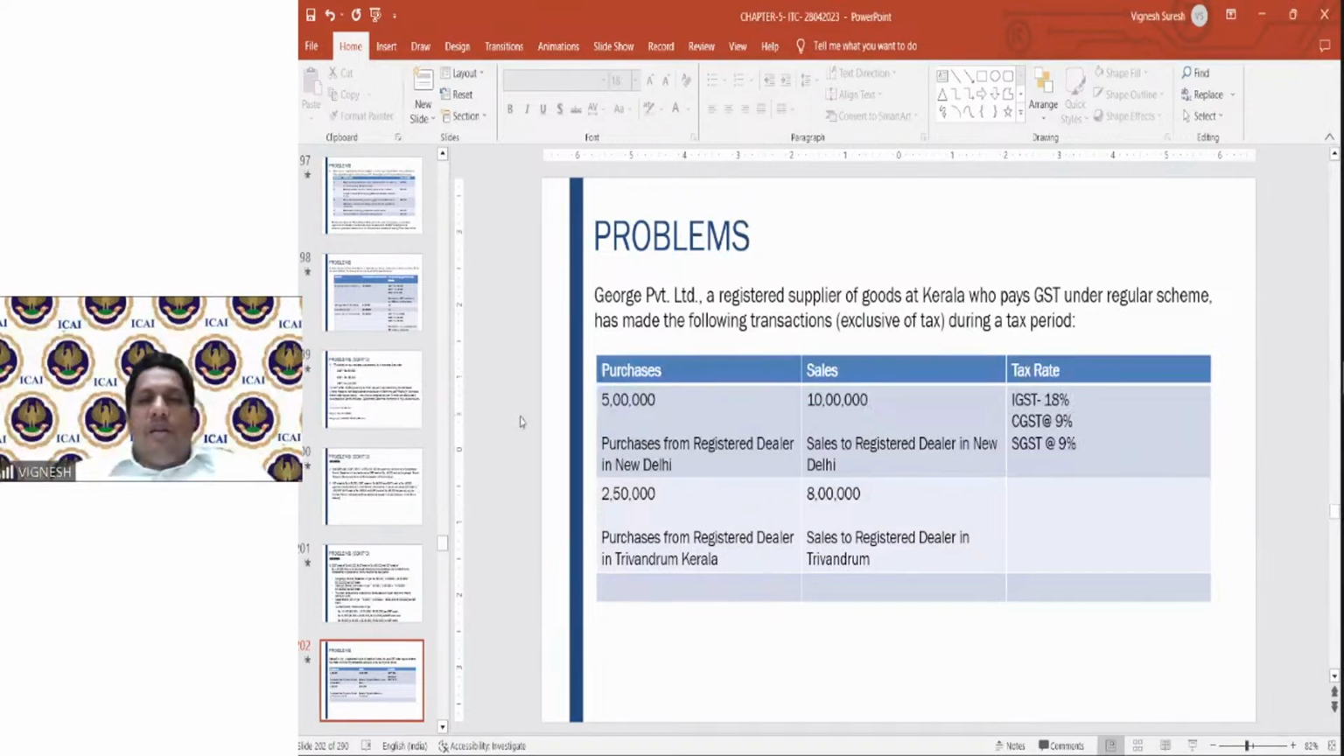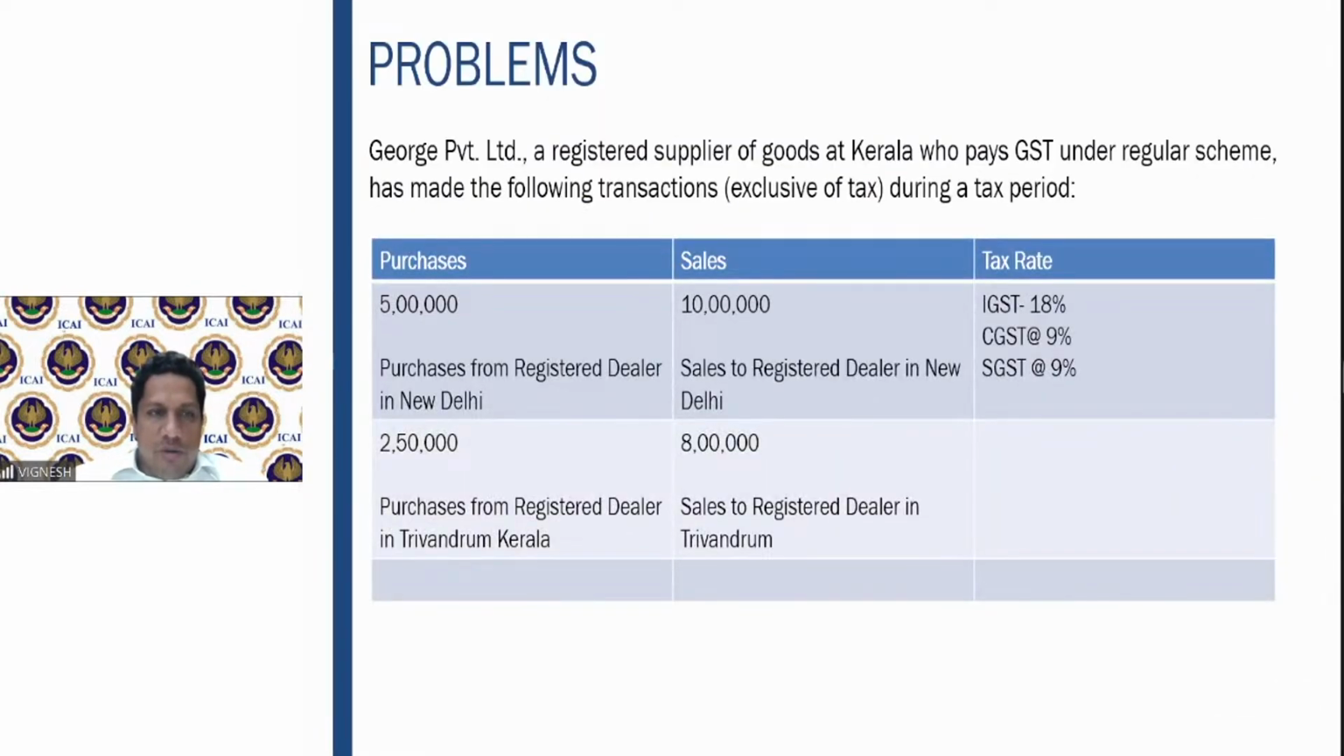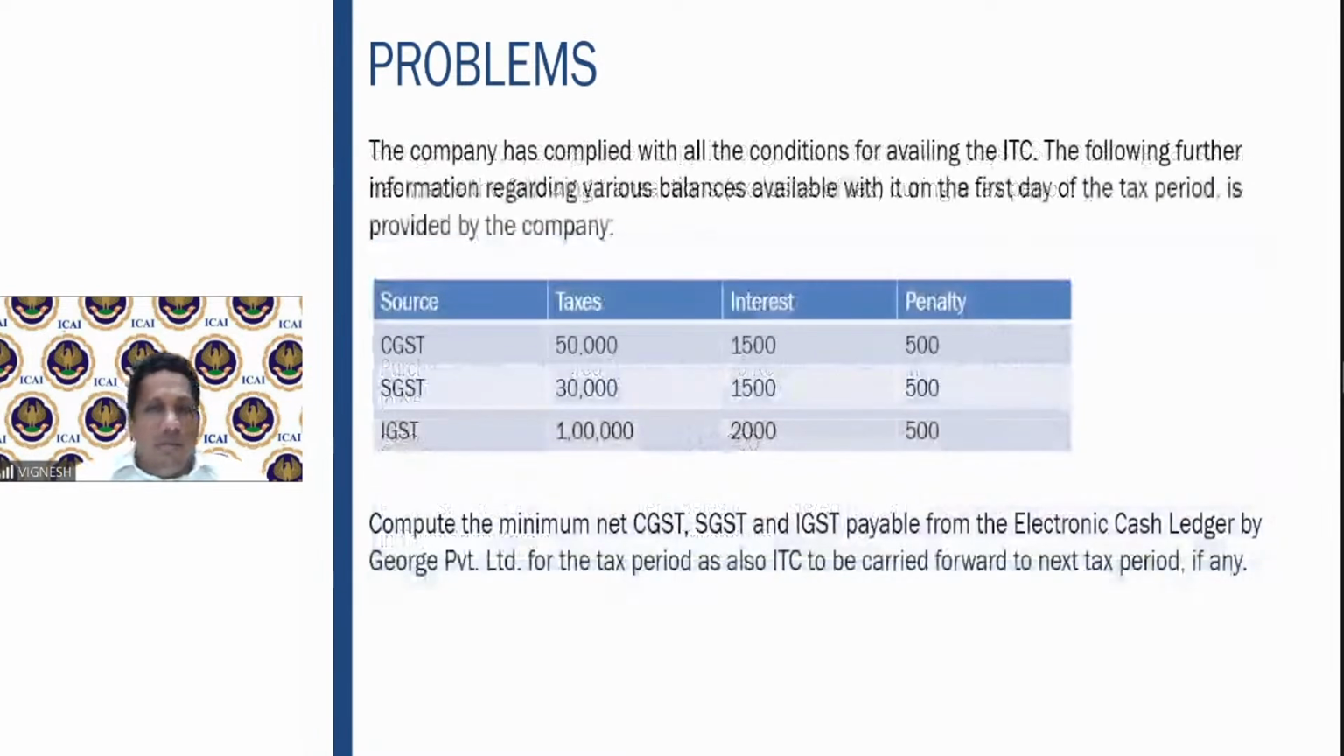George Private Limited, a registered supplier of goods at Kerala who pays GST under the regular scheme, has made the following transactions exclusive of tax during the tax period. Purchases of 5 lakhs from a registered dealer in Delhi, 10 lakhs from a registered dealer in Delhi again, IGST 18%. 2 lakh 50,000 purchase from a registered dealer in Trivandrum, 8 lakh sales to a registered dealer in Trivandrum. The company has complied with all the conditions for claiming ITC.